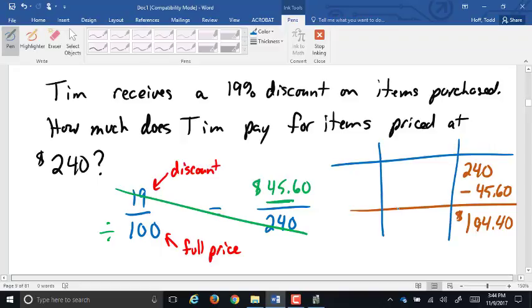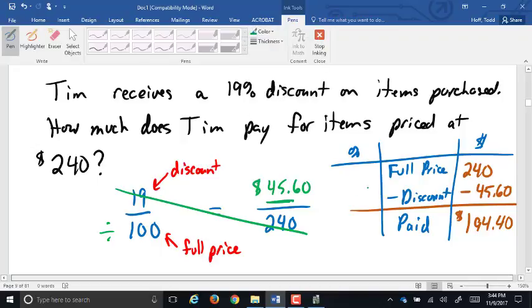Now again, we can look at this in terms of that being the dollar amount, but also the percents. The 240 was full price. The 45.60 was the discount. The 194.40 is what was actually paid.